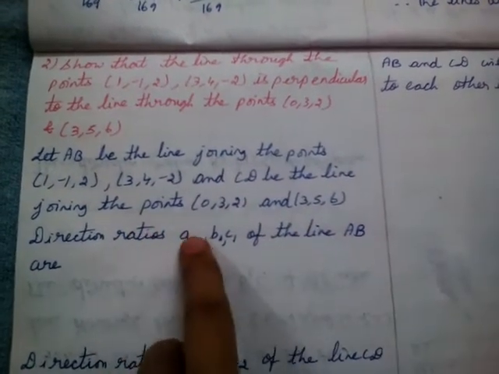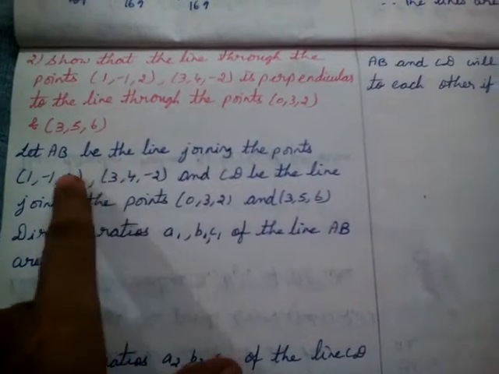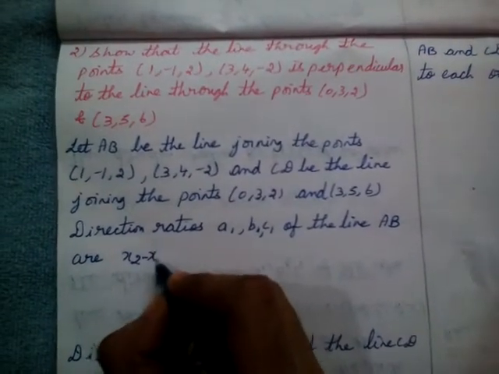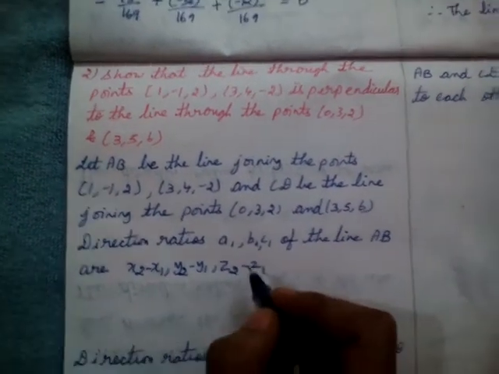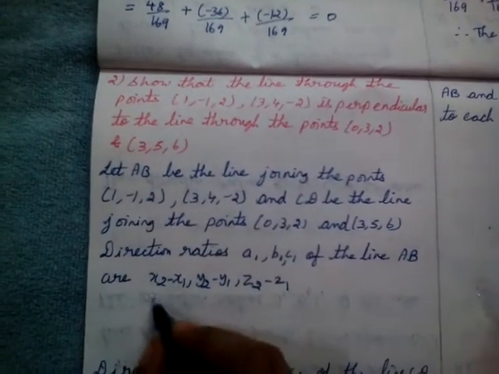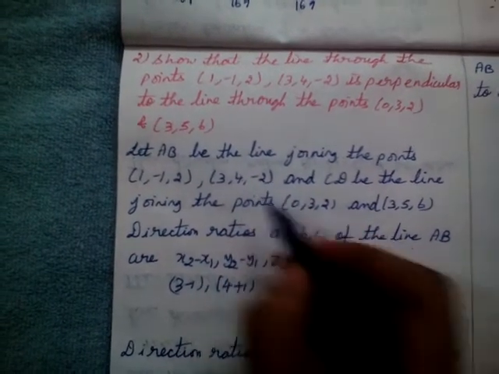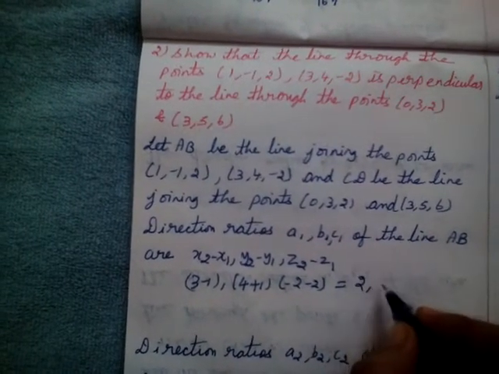Now first let us find the direction ratios. So the direction ratios a1, b1, c1 of the line AB are, so we are going to find the direction ratios of the line AB joining these 2 points. How do you find the direction ratios? The direction ratios are given by x2 - x1, y2 - y1, z2 - z1. So here this becomes 3 - 1, 4 + 1, minus of minus becomes plus, -2 - 2. So the direction ratios are 2, 5, -4.